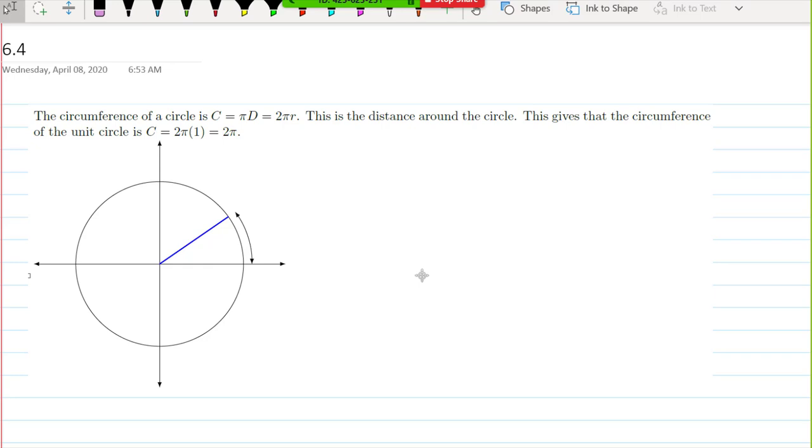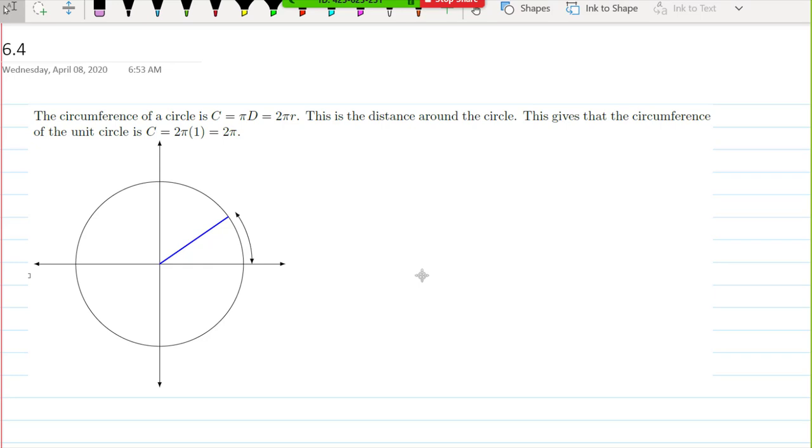So we know that the circumference of a circle is pi times d, which is equal to 2 times pi times r, where r is the radius. This is the distance around the circle. So imagine if you were to start at the point (1, 0) right here, if you were to walk around this entire circle, you would walk 2 pi r units. So for the unit circle, since the radius is 1, that means that the distance around the entire unit circle, or its circumference, is 2 times pi times 1, or 2 pi.